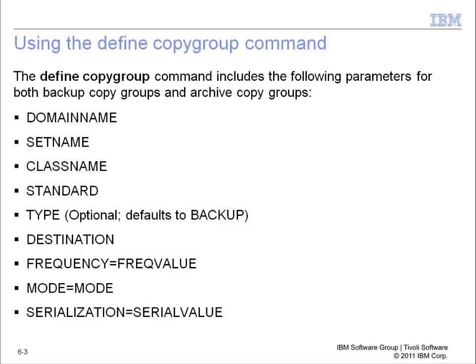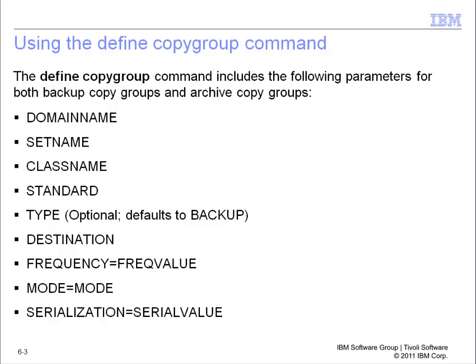When you're using the define copy group command, these are your parameters. Domain name is required. Policy set name is required. Class name is required. This is your management class. You don't really need to specify standard as the name of your copy group because that's what it will be called. This is the default. Type, by default, it means backup. So it's optional for backup, required for archive. Destination is required. The default is going to be archive pool or backup pool.